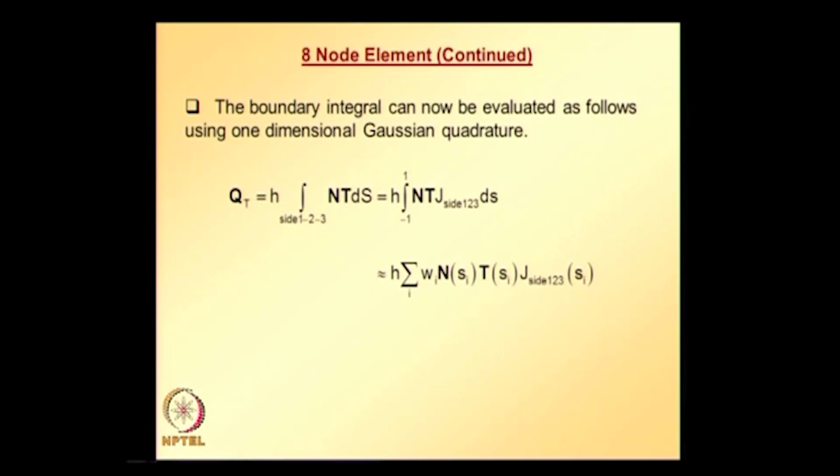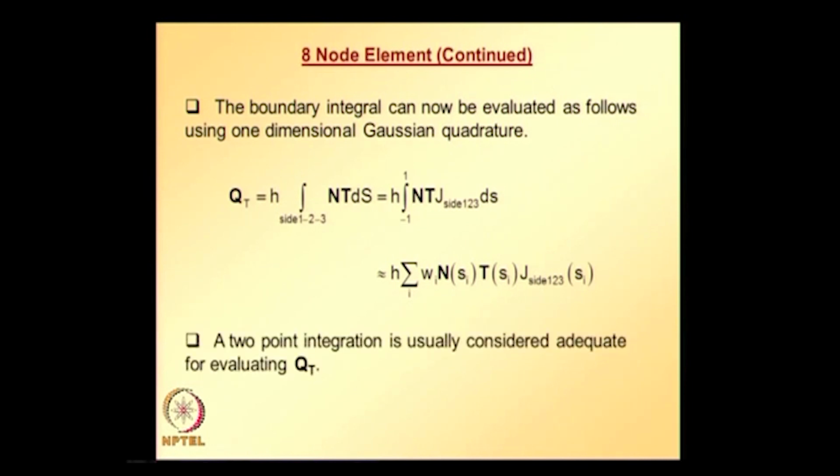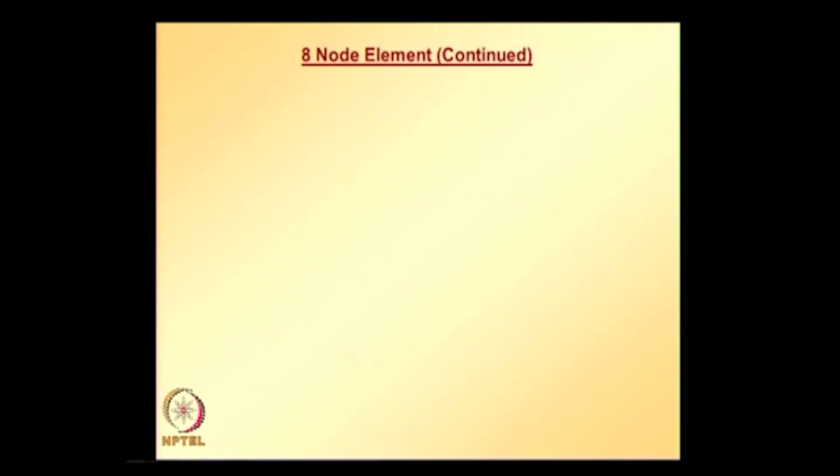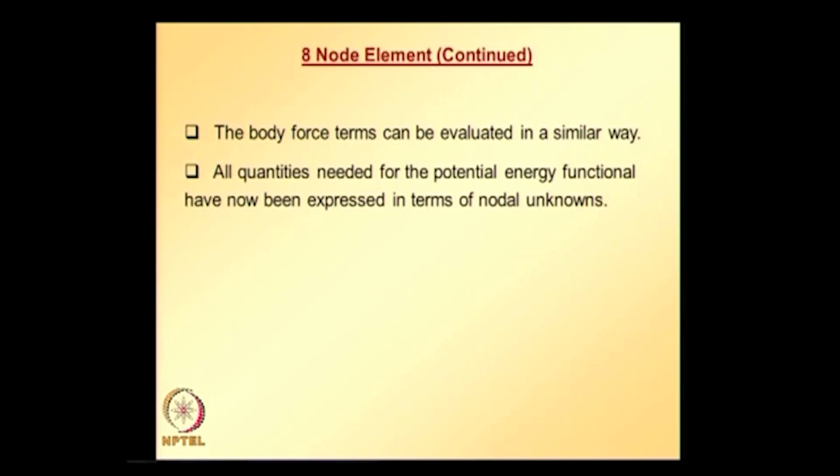Once we have that relation, we can change the limits of integration and evaluate the integral using one dimensional numerical integration. Two-point integration is usually considered adequate for evaluating Qt. Body force terms can be evaluated in a similar way. All quantities needed for the potential energy functional have now been expressed in terms of nodal unknowns. So, finally, we get Kd equal to Qt.